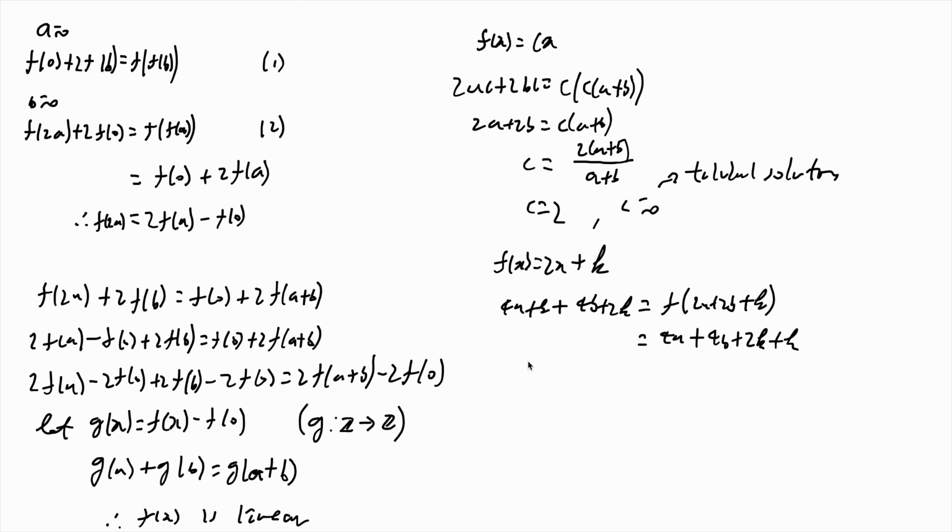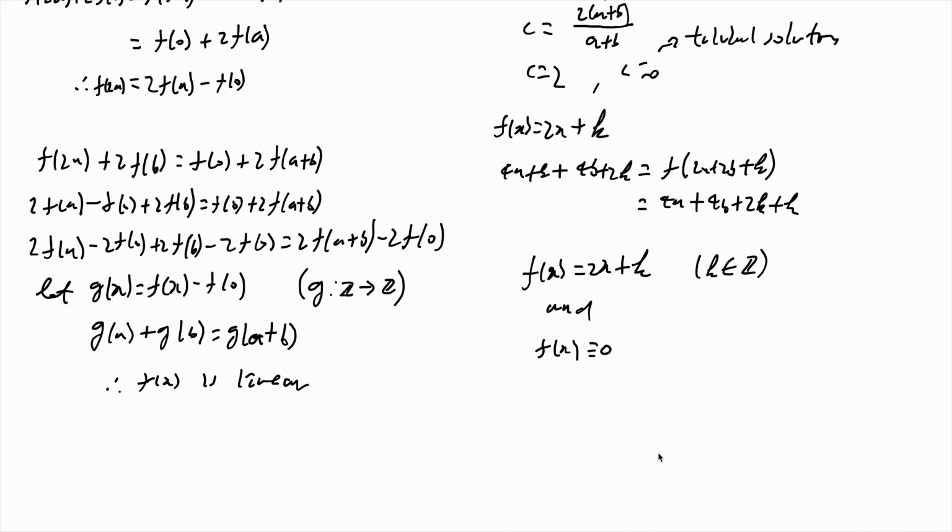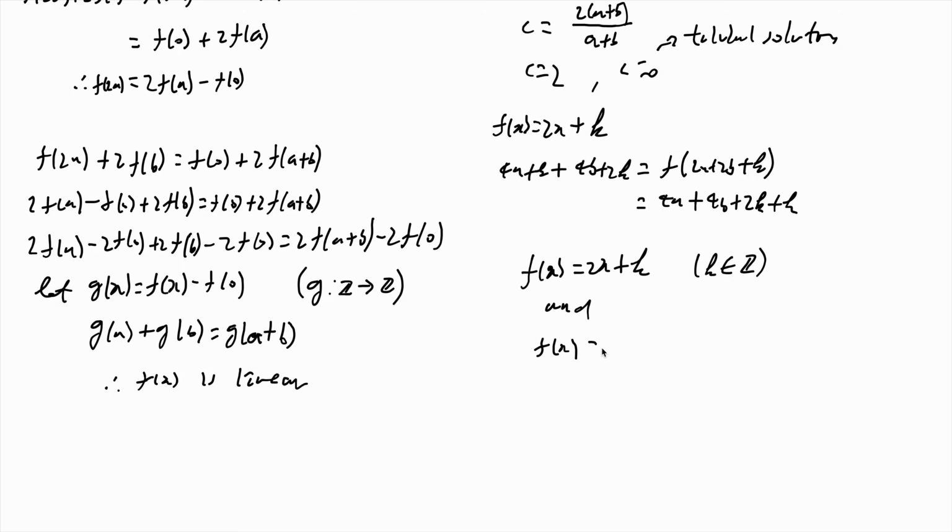So f of x equals 2x plus k for k in integers, and f of x equals 0. What are the solutions?